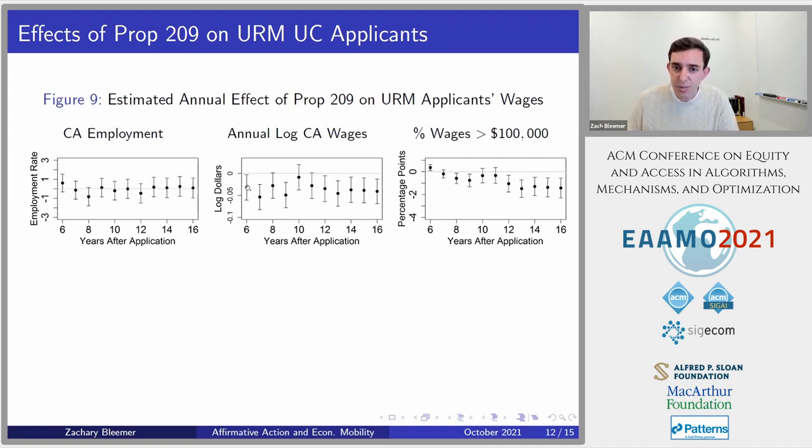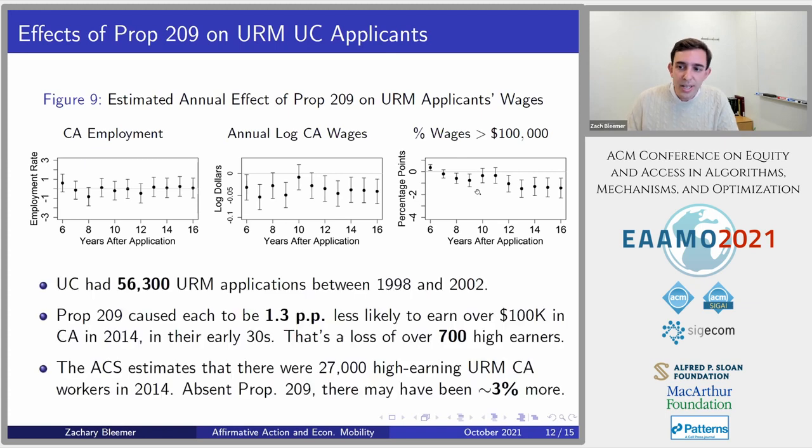You can see there's this persistent decline in log wages, or this decline in their likelihood of earning at least $100,000 a year. That doesn't seem to be improving as they enter their mid-30s, many years after they've gone to college. Focusing for just a moment on this decline in students' likelihood of earning at least $100,000 a year, we can just add up, okay, how many applicants are there?